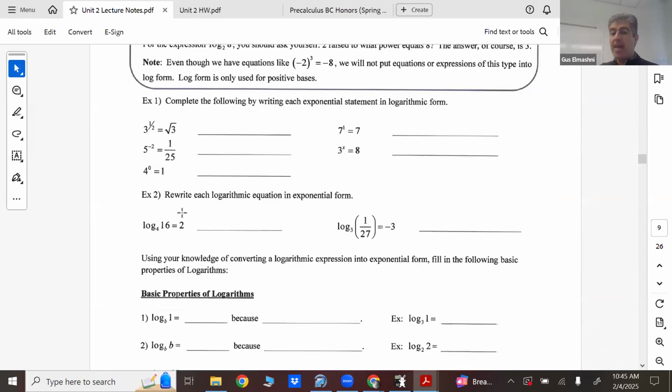So let's rewrite these as logarithmic forms, and then we'll go back the other way, and then we'll do some properties of logs. Okay, so you'd write this as log base 3 of root 3 equals 1/2. Do you guys see what I just did?